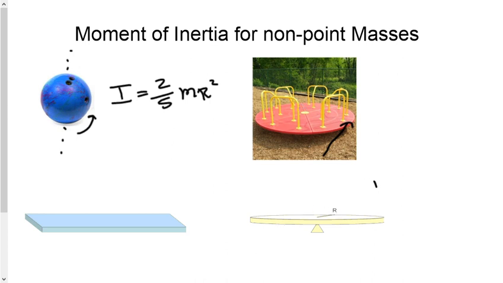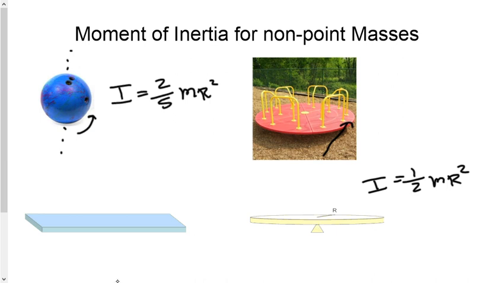So moment of inertia I is equal to 1/2 mr squared. And again, we would use integral calculus to find that, and we're not going to go through the calculus of that. So what I need you to realize is that each system has its own unique moment of inertia equation.